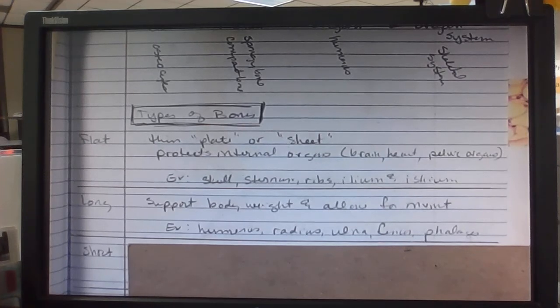Purpose of the long bones is to support body weight and allow for movement. Examples: humerus, radius, ulna, femur, phalanges.